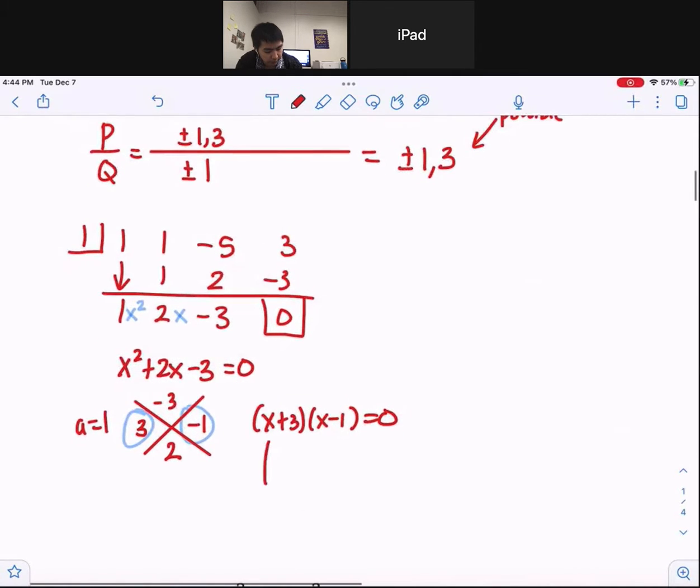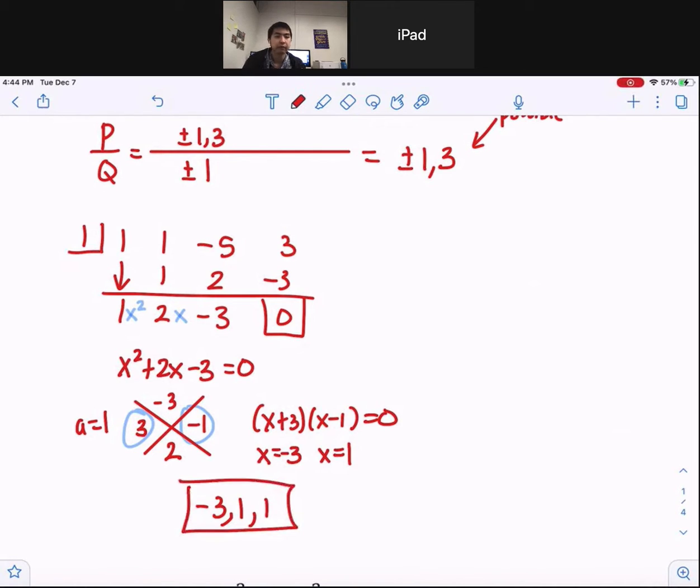What value of x would make this whole thing 0? If x was equal to -3. What value of x would make that whole thing 0? If x was equal to 1. So our final answer is -3, 1, and the zero that we guessed, which was 1. -3, 1, and 1. And those are your answers.